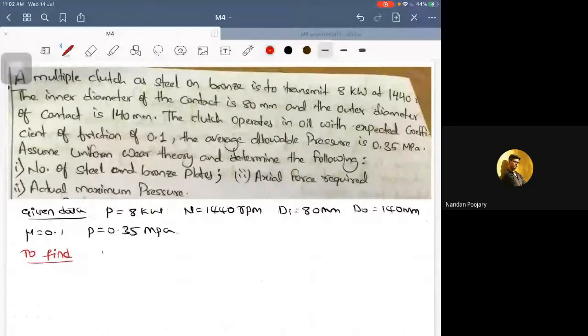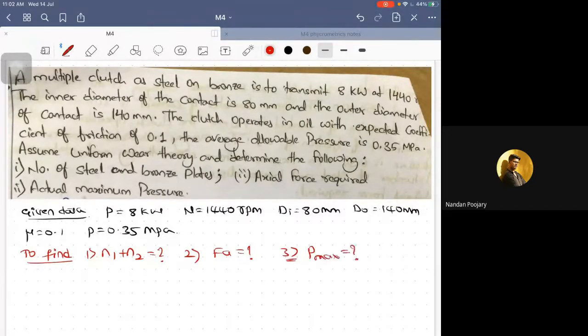One thing, number of plates, N1 plus N2, is being questioned. Second one, axial force is questioned. And third one, maximum pressure, that is Pmax, is being questioned. Let us jump into the solution quickly.